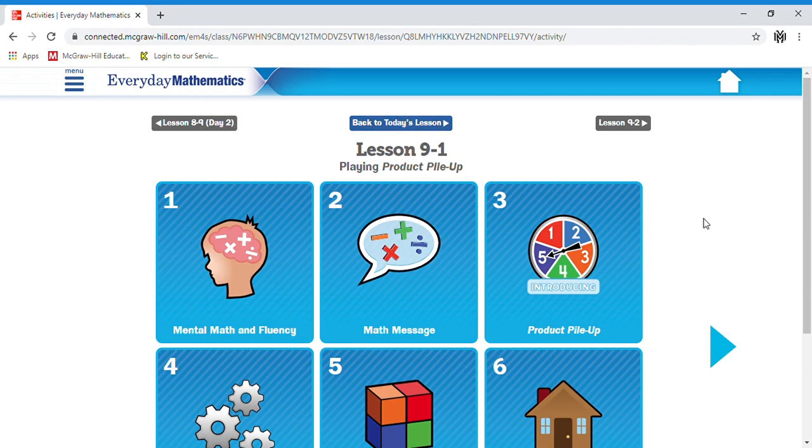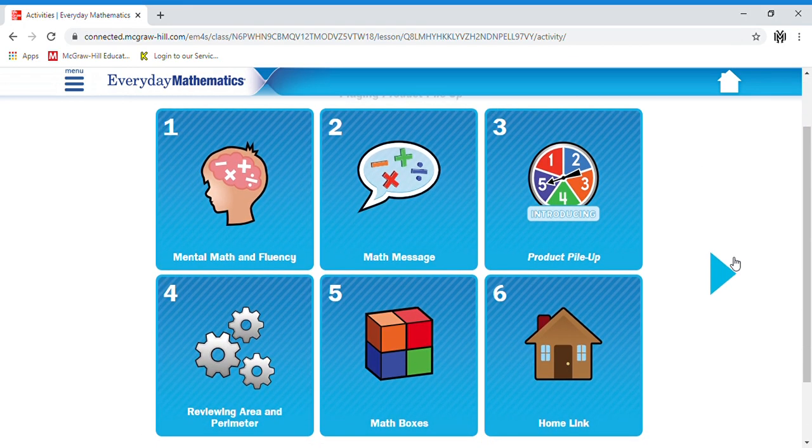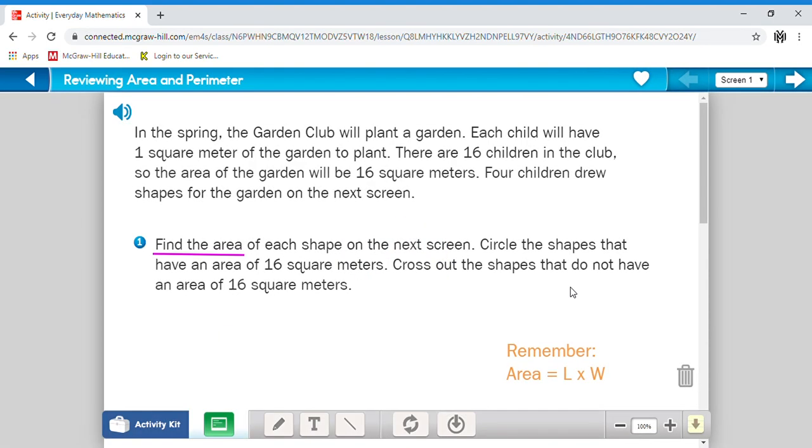So now we're back at our main screen. What you can do here, that's the majority of our lesson is product pile up. But what you can continue doing is a great activity is reviewing your area and perimeter. So we have our story here that you'll be able to click this to listen to it. And down here, I wanted to point this out. Find the area. So you want to remember, again, we're tying this all in together with practicing our multiplication facts. In order to find our area, we could multiply our length times the width of our shapes, our squares. So this one is talking about having an area of 16 square centimeters. Cross out the shapes that do not have an area.